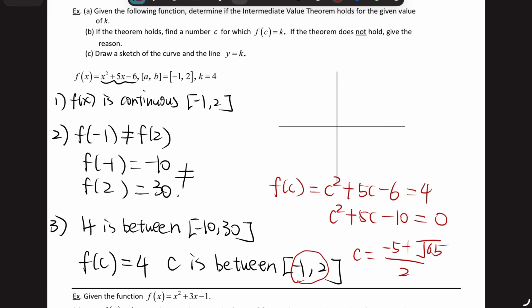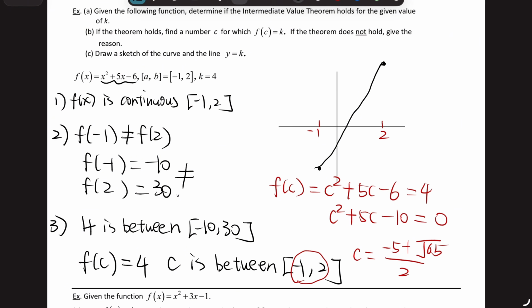What that looks like on a graph. So we have -1 over here, and also 2. What is the value of f of -1? It's -10. And the value at 2 will be like 30. The function will kind of look like this, I would say. It's pretty ugly, but you could tell.